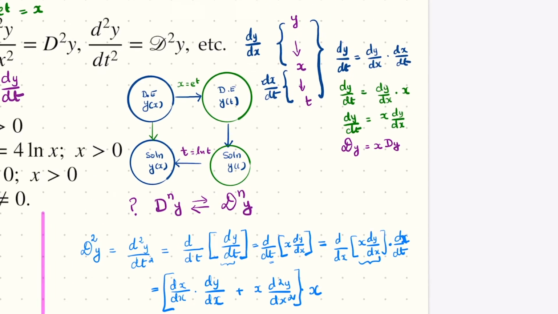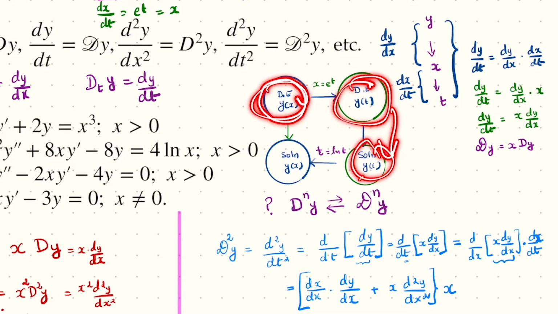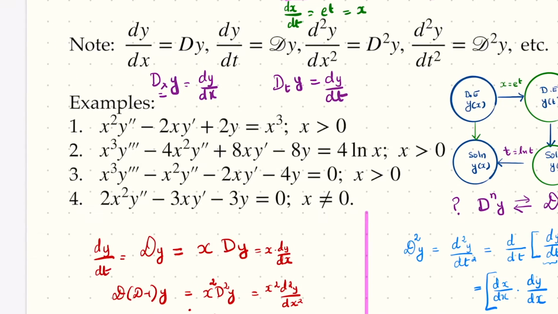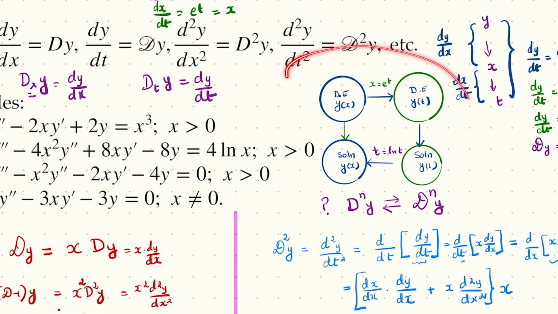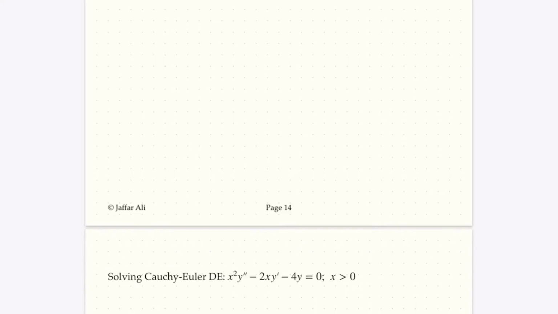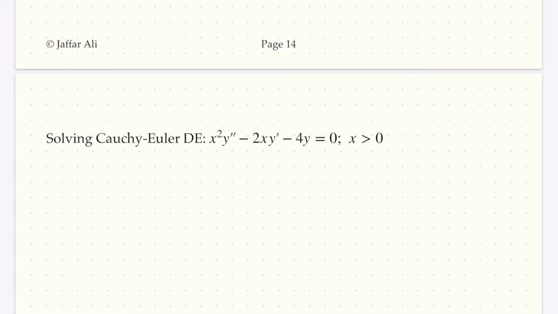So we are going to use all the information that we have right here. We are going to convert this differential equation in terms of y of x into this, and then we solve this, and then we use the resubstitution, and then we get the solution. So let me show you one example of how to do this process so that you understand what I am going to do. Let's take a look at this problem. x squared y double prime minus 2xy prime minus 4y is equal to 0, with x being positive.